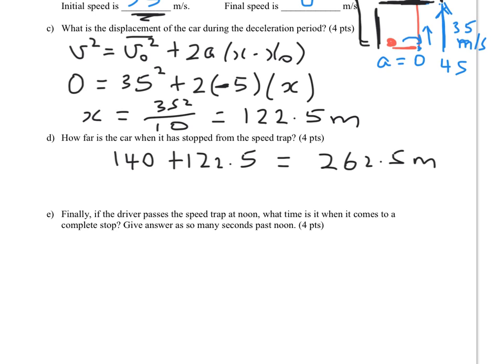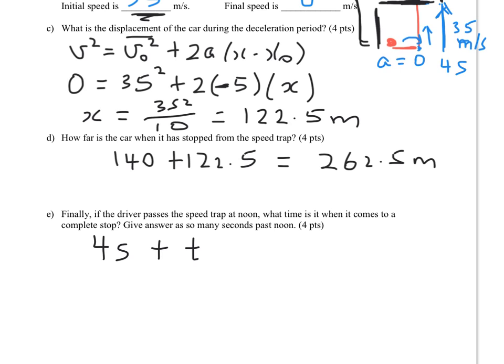Okay, there are two different types of journey. The first one of constant velocity, 35 meters per second, took 4 seconds. Now you have to add to that the time for the deceleration phase. So you want to know t for the deceleration phase. So how do we calculate that? Well, there are several equations you can use.